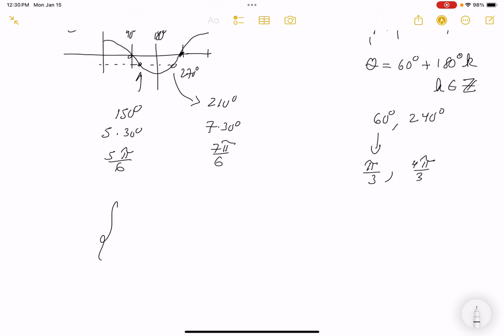All right. So I found my answers, and I don't care what order you put them down in, but I'm going to put them in the order that I'm seeing them. Pi over 3. That one's done. The next one's going to be 5 pi over 6. That one's done. 7 pi over 6. That one's done. And then 4 pi over 3.